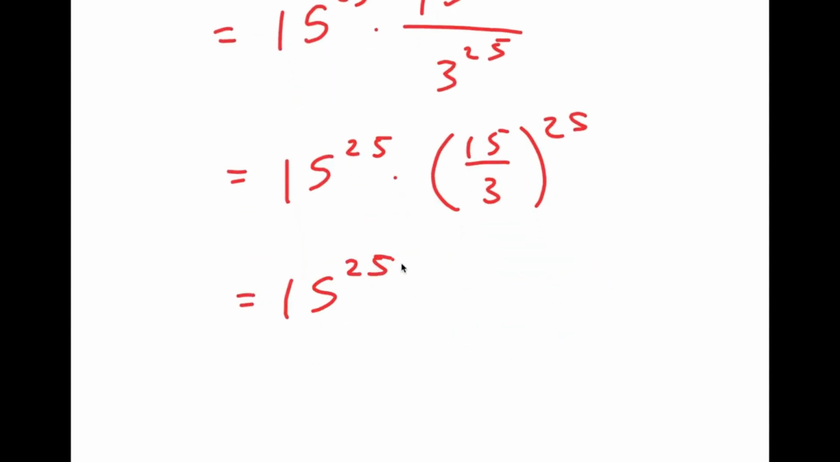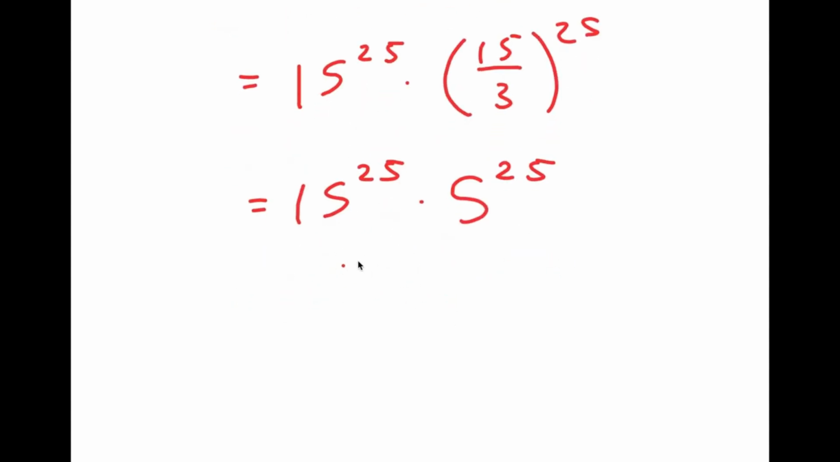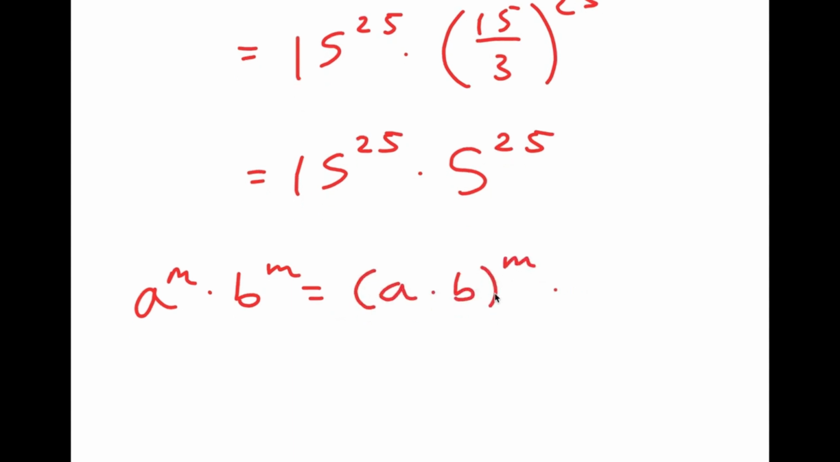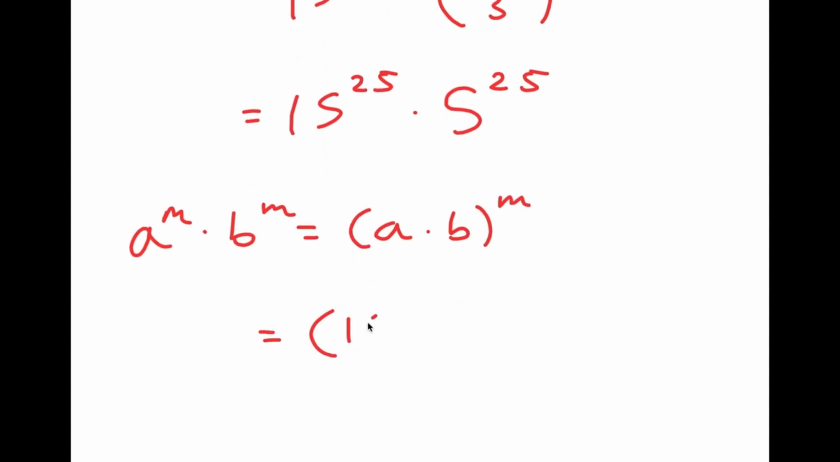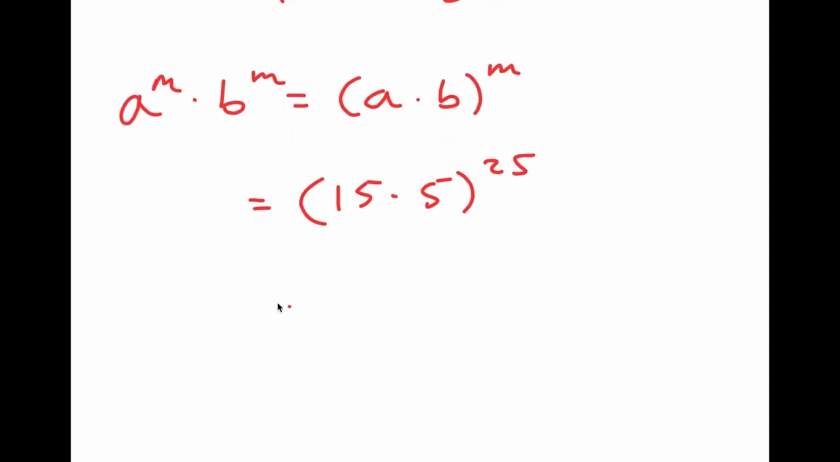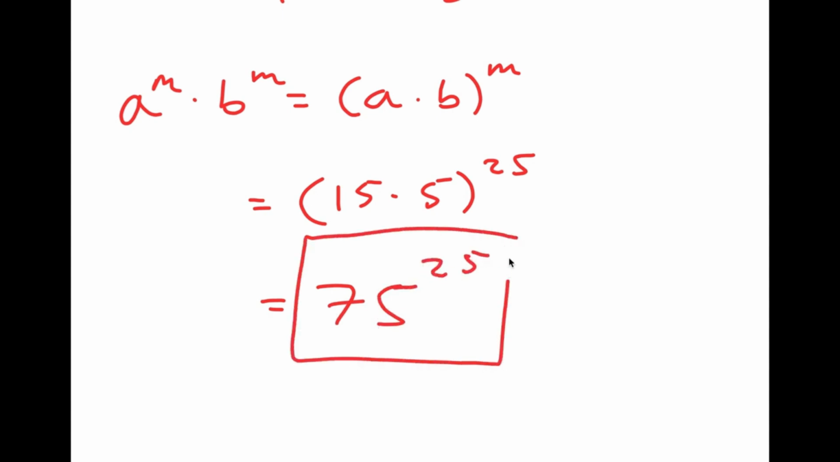And this is equal to 15 to the power of 25 times 5 to the power of 25. Now another property of exponents is that if I have a to the power of m times b to the power of m, this is equal to a times b to the power of m. So this is going to equal 15 times 5 to the power of 25, which is equal to 75 to the power of 25. So this is my answer.